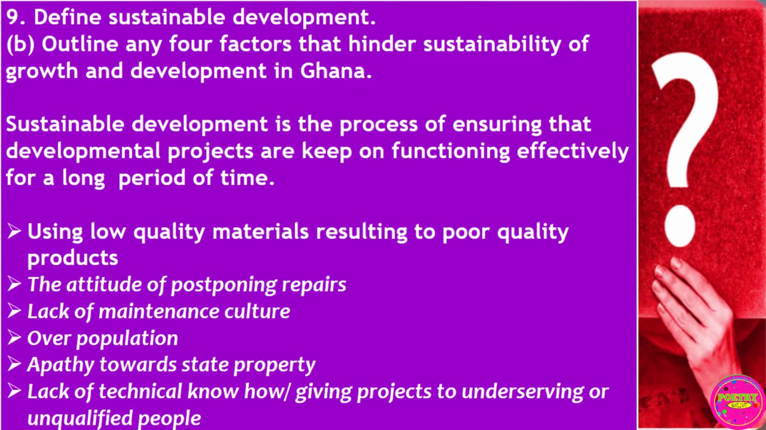Question 9b. Outline any 4 factors that hinder sustainability of growth and development in Ghana. Candidates were expected to provide the following answers. Using low-quality materials resulting to poor quality products, the attitude of postponing repairs, lack of maintenance culture, overpopulation, apathy towards state property, lack of technical know-how, or giving projects to undeserving or unqualified people.